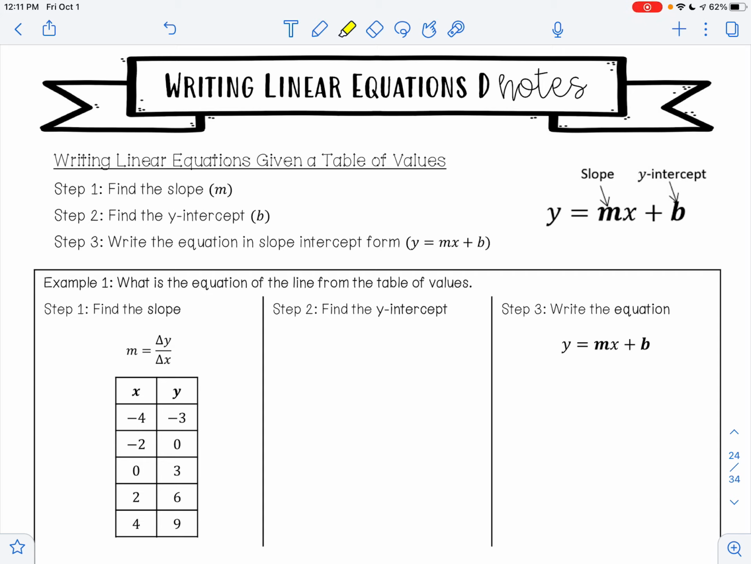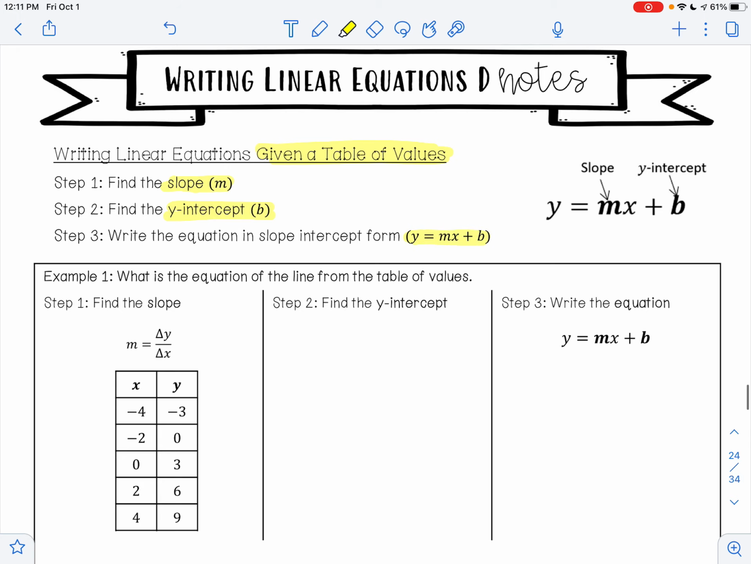In today's video, we're going to go over how to write a linear equation given a table of values. And it's the same process as if you were to do it given 2 points. Step 1 is you're going to find your slope. Step 2 is you're going to find your y-intercept. And step 3, you're going to write your equation of your line.